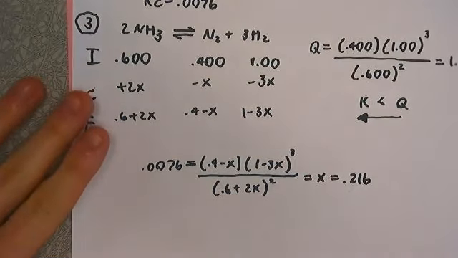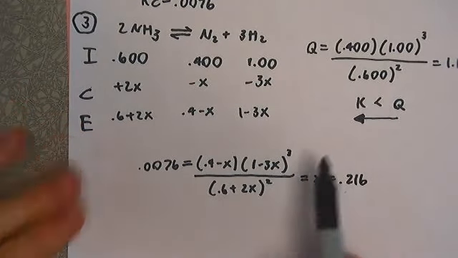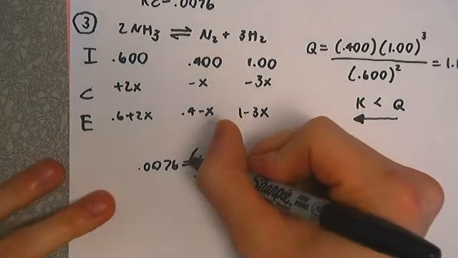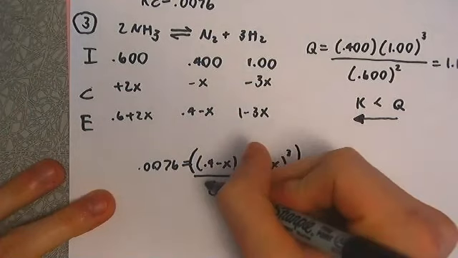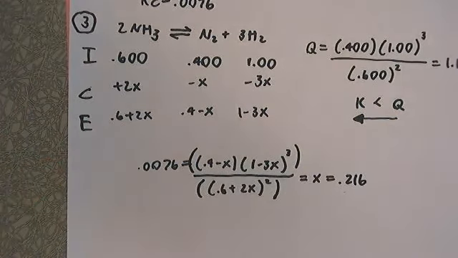If you didn't get that x value, go ahead and pause the video and rework your math. You most likely had a parentheses error somewhere in your calculator, but go ahead and rework it. Make sure that when you enter it, you have parentheses around the numerator and the denominator. That might be your issue, but you should get an x value of 0.216.